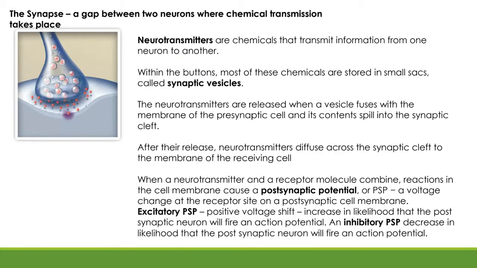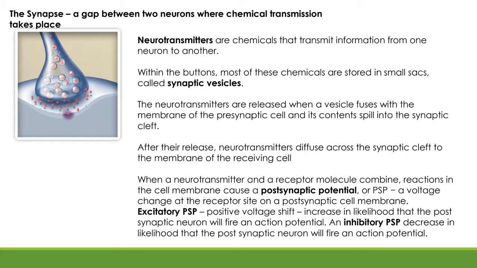Thank you. Okay, so the synapse is a gap between the two neurons where the chemical transmission takes place. And the neurotransmitters, those little things that come out of those synaptic vesicles, transmit information from one neuron to another neuron. So at the end of the axon terminal within the buttons, most of the chemicals are stored in small sacs called synaptic vesicles. And we saw those in the picture, those little synaptic vesicles. The neurotransmitters are released when a vesicle fuses with the membrane of the presynaptic cell.